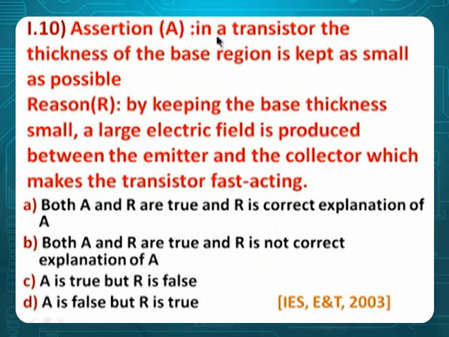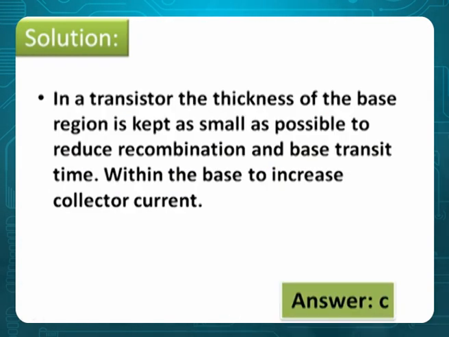10th question. Assertion A: In a transistor, the thickness of the base region is kept as small as possible. It is true, because we discussed it already. Reason R: By keeping the base thickness small, a large electric field is produced between the emitter and collector, which makes the transistor fast acting. There's no link actually. There's also a question given in the IES exam 2003. Option is C. That means A is true, reason is false.